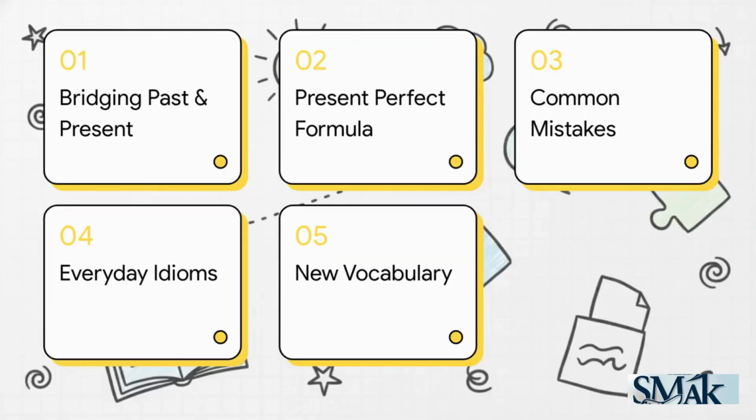So here's our quick roadmap for the explainer. First, we'll look at bridging past and present. Second, the present perfect formula. Third, avoiding common mistakes. Fourth, idioms for everyday use. And finally, mastering new vocabulary. Let's get right into it.